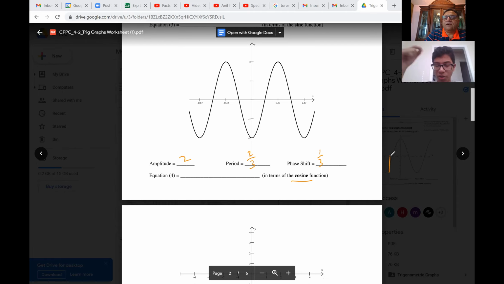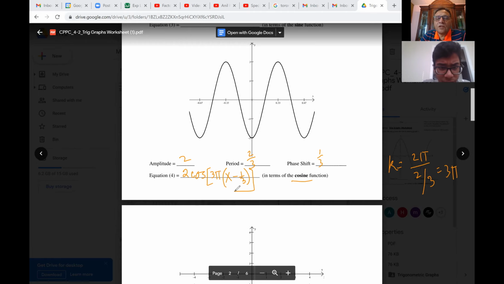So let me add the k value here. K value will be 2 pi over 2/3, correct? Equals 3 pi. Therefore, we get the cosine function with amplitude 2: 2 cos of 3 pi times x minus 1/3. Is that clear to you?